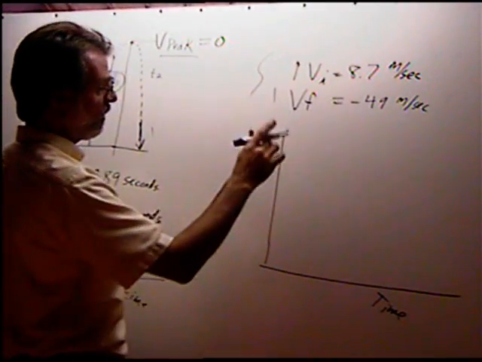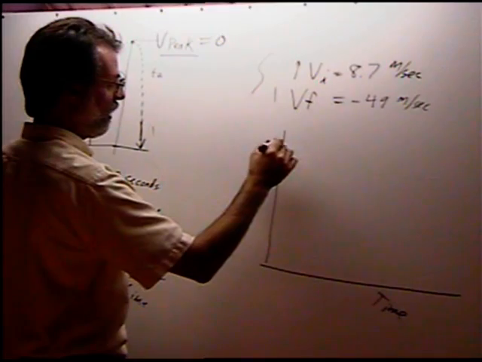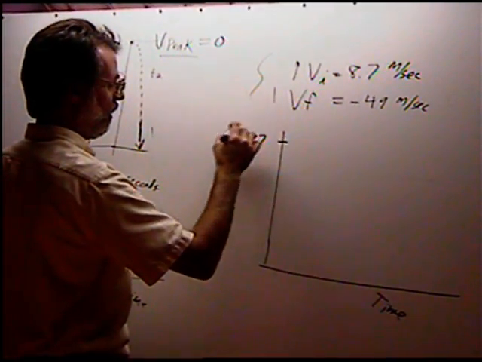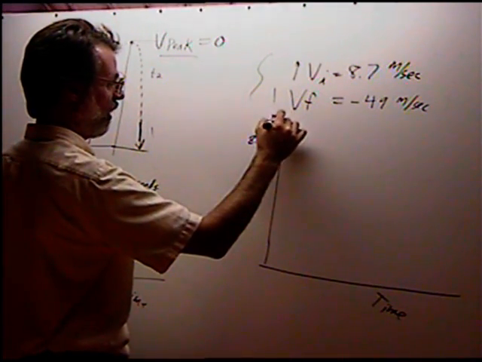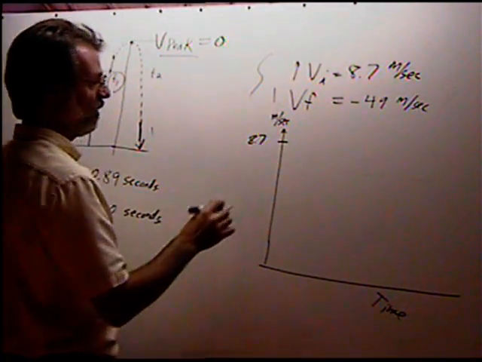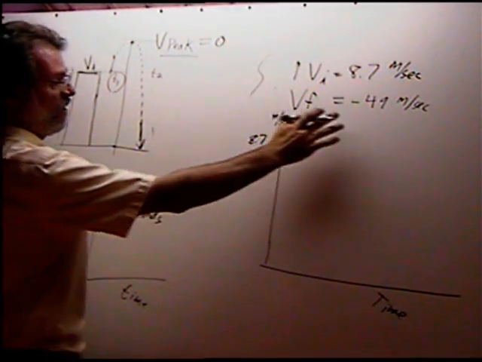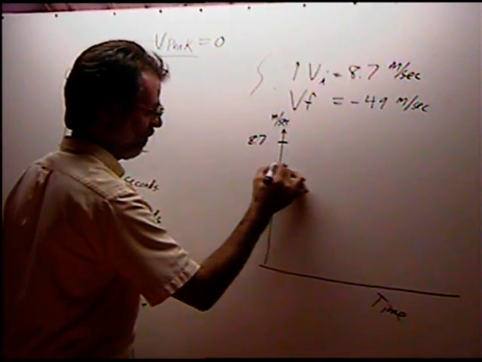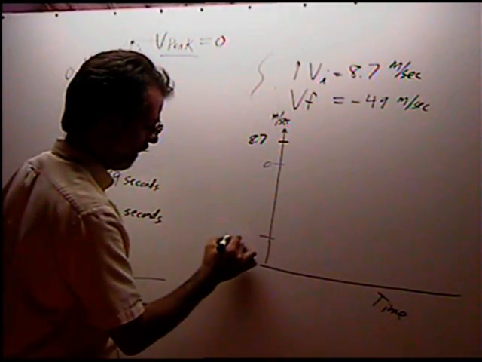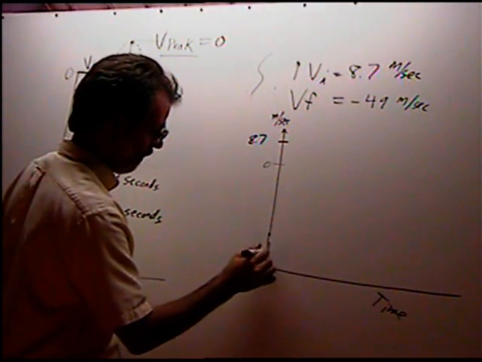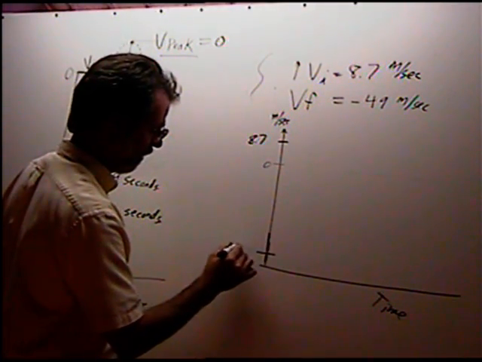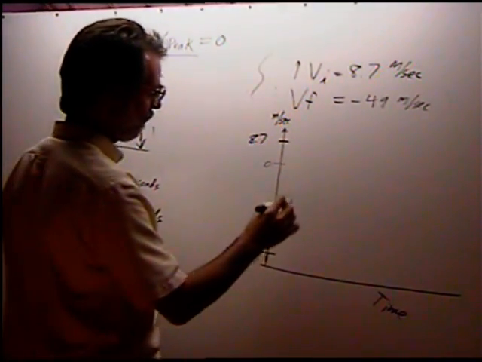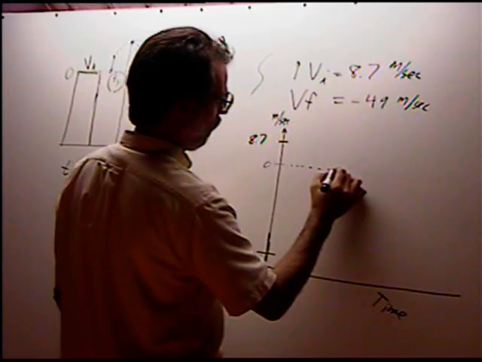The initial velocity is 8.7. I'm going to put that up here: 8.7, and this is in meters per second. The final velocity is minus 49. So I'm going to say that's 0, and let's say minus 49 is way down here. My scale's a little bit off, but notice here's the 0 point.